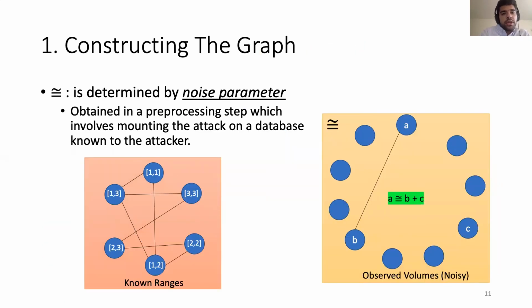So what we do here is we change the way we connect nodes. For example, we connect A to B in the case that B plus C is approximately equal to A. And the approximation is determined by a noise parameter, which can be recovered in a pre-processing step, which involves mounting the attack on a known database. You can also think of it as an offline phase of the attack.